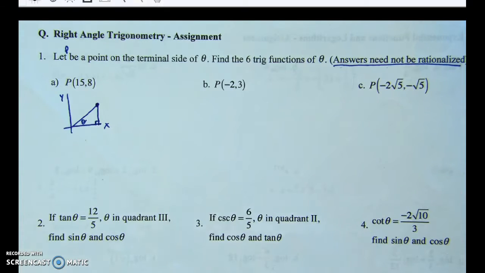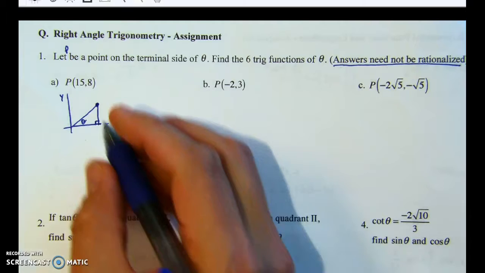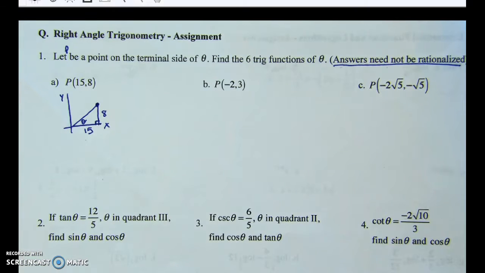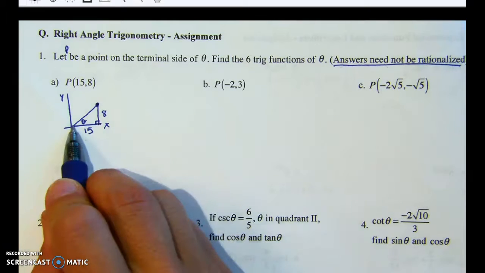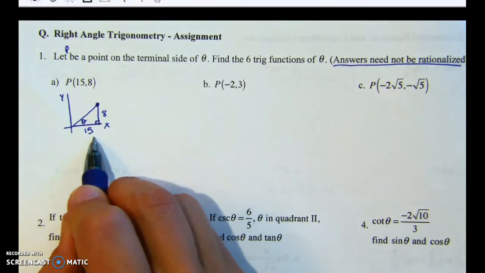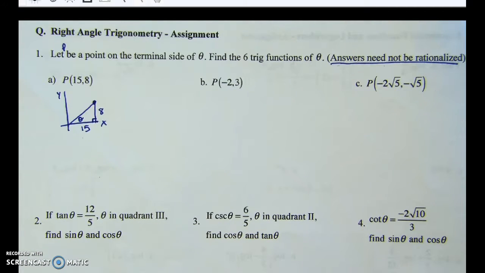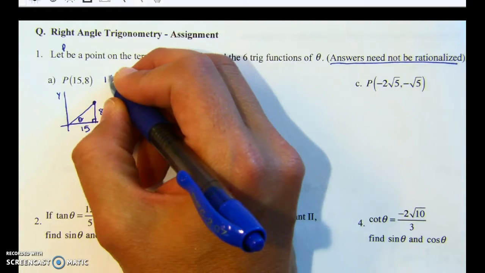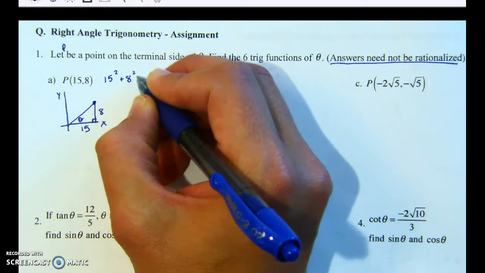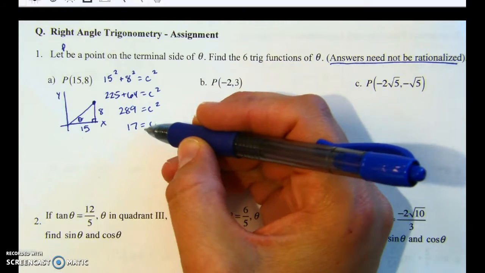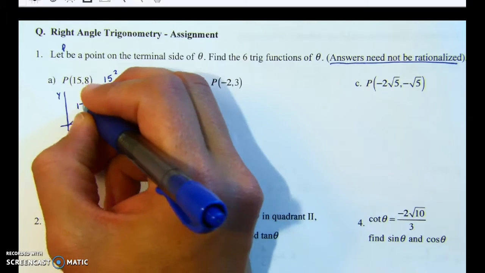Great. Okay, label the sides that were given to you. You were given an x value of 15 and a y value of 8. So you go to the right 15 and up 8. Now we need the hypotenuse. What are you going to use to find that hypotenuse? Pythag, 15 squared plus 8 squared equals c squared. All right, so we went ahead and found the hypotenuse.